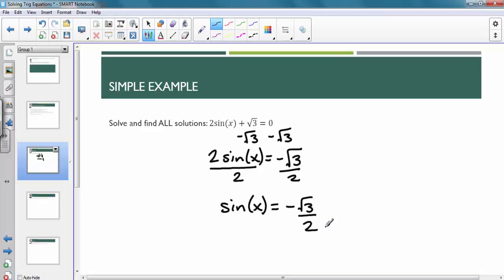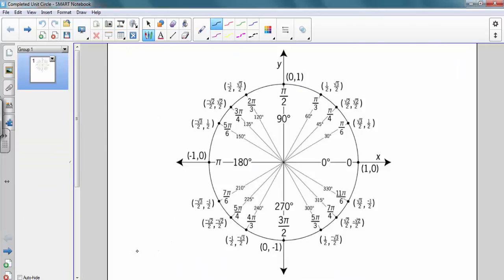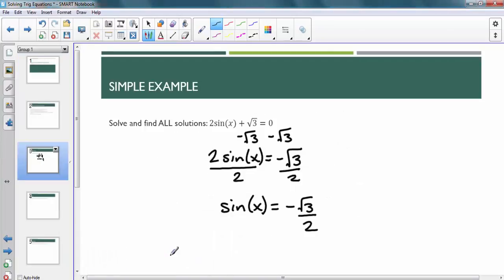So this is where I need to find x values that make this equation true. I'm going to go to my completed unit circle. Remember, sine of x is our y value, so I'm looking for a y value that's negative root 3 over 2. And that's going to happen in both of these locations, 4 pi over 3 and 5 pi over 3. So I get x equals 4 pi over 3 and x equals 5 pi over 3.